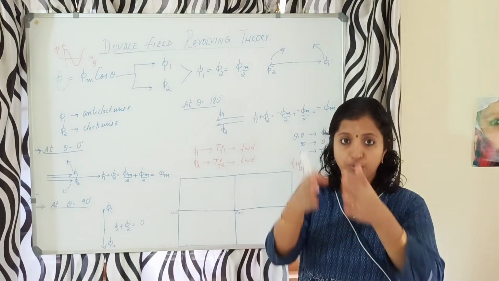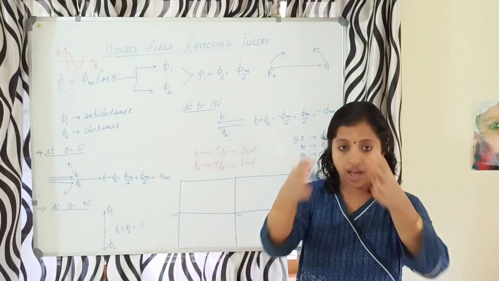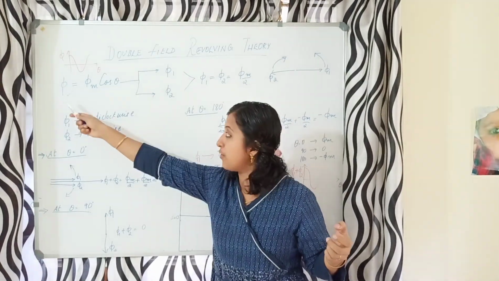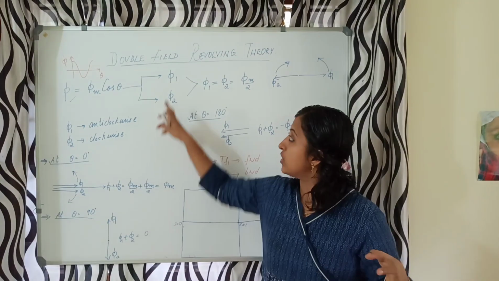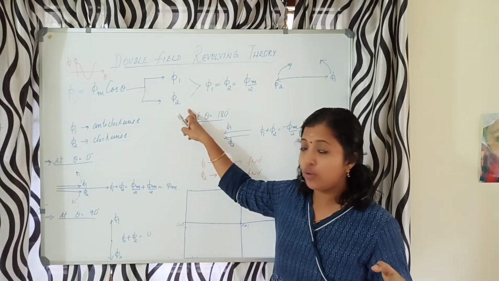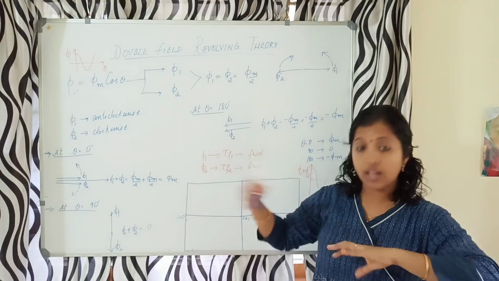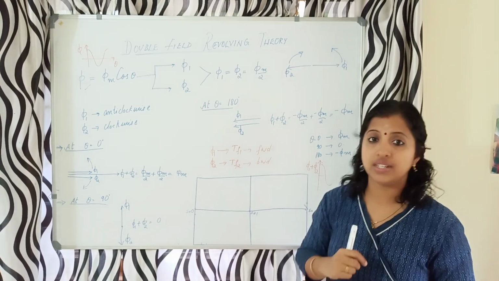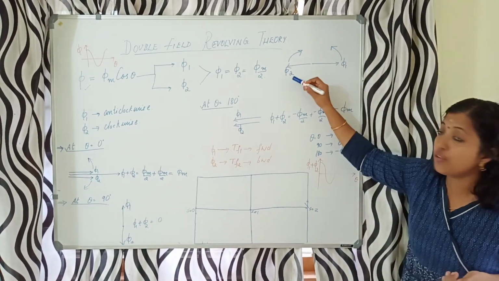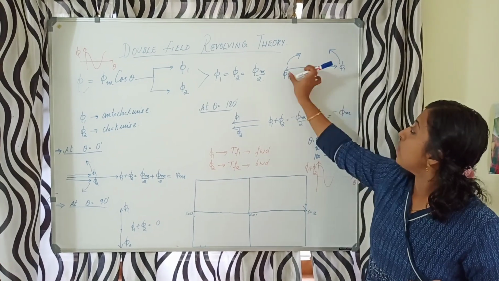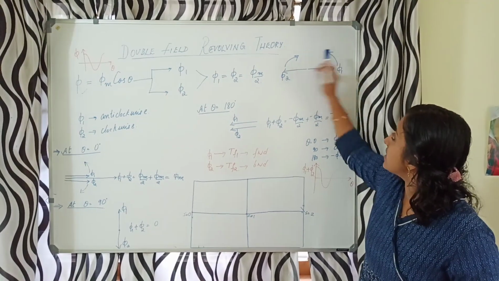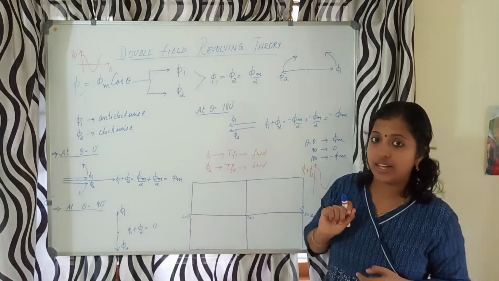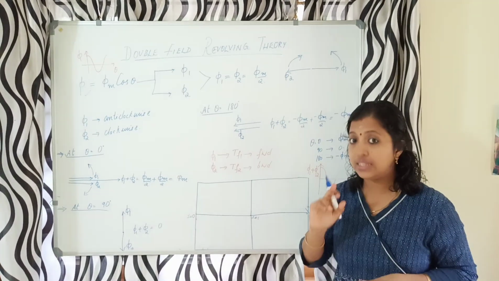That is, if you are having a 4, you can split the 4 into 2 and 2. And if you are having a 6, you can split into 3 and 3, equal parts. Similarly, every alternating quantity phi m cos theta can be divided into two components, phi 1 and phi 2, which are other two alternating quantities having the same magnitude, rotating in opposite directions. That is, if phi 1 is rotating in anti-clockwise direction, phi 2 will be in clockwise direction. That is the double field revolving theory.